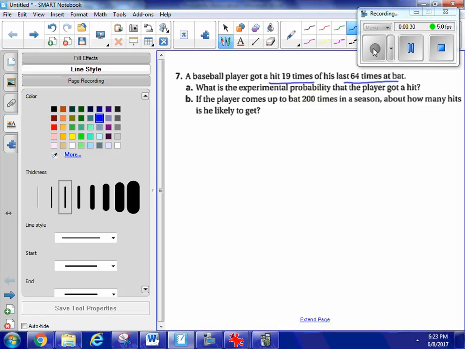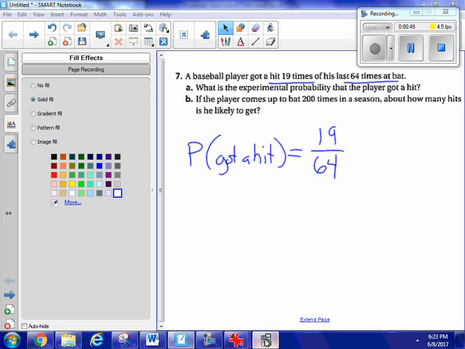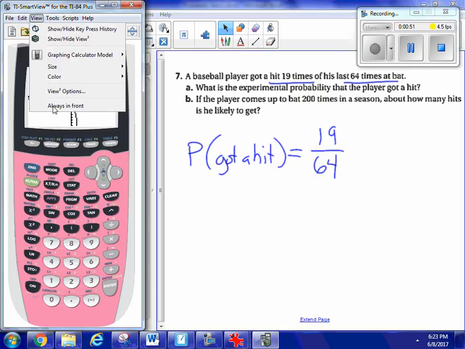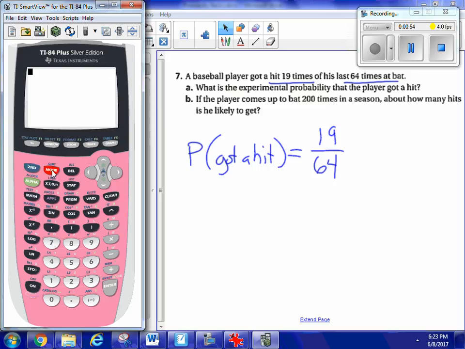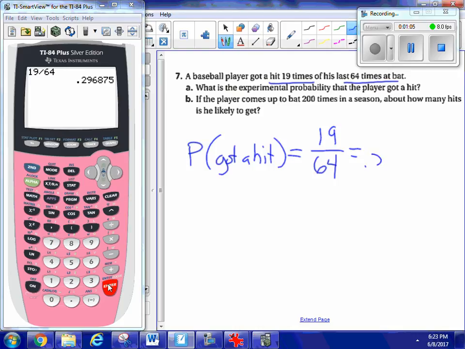So the probability he got a hit would be equal to 19 divided by 64. I don't think I can simplify that fraction, but let's find out what it is as a decimal. 19 divided by 64 is 0.297 probability, which, by the way, is a pretty good batting average.